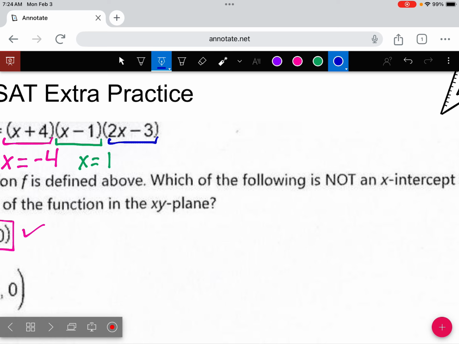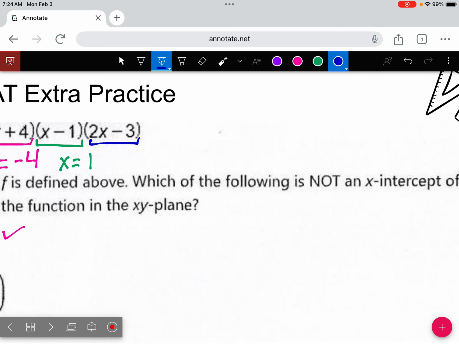That one's going to take a couple of steps. So we're going to actually write this one out. So if we take that 2x minus 3 and set it equal to 0, what do I do to solve for x?